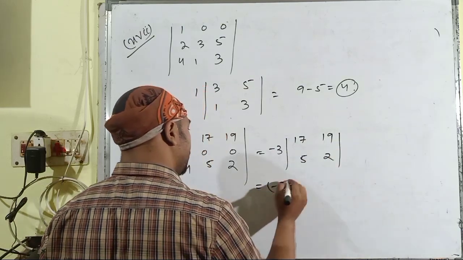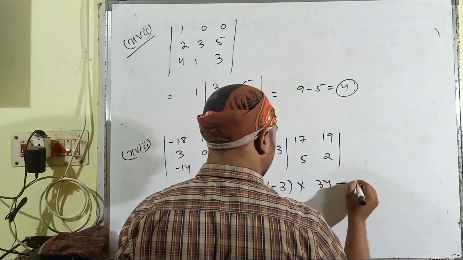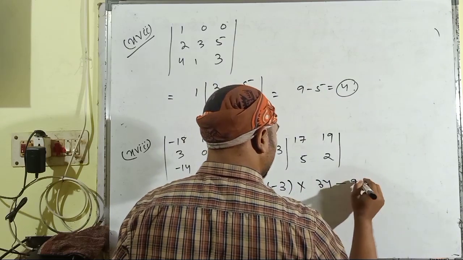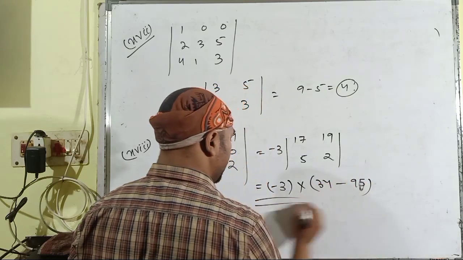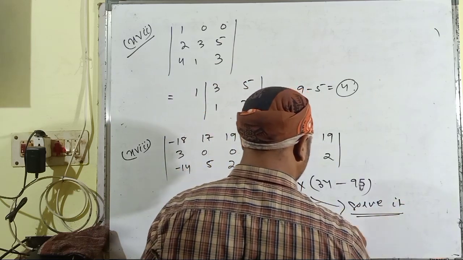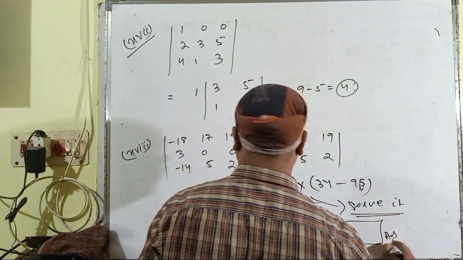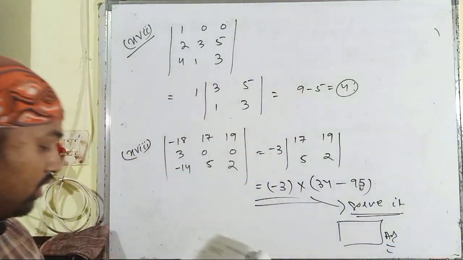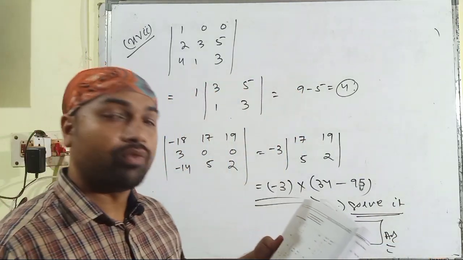Then this is minus 3 multiplied with 34 minus 95, and then you have to solve it. It is the task for you to find out the answer. Solve it and find out the answer for this last bit of number 1.